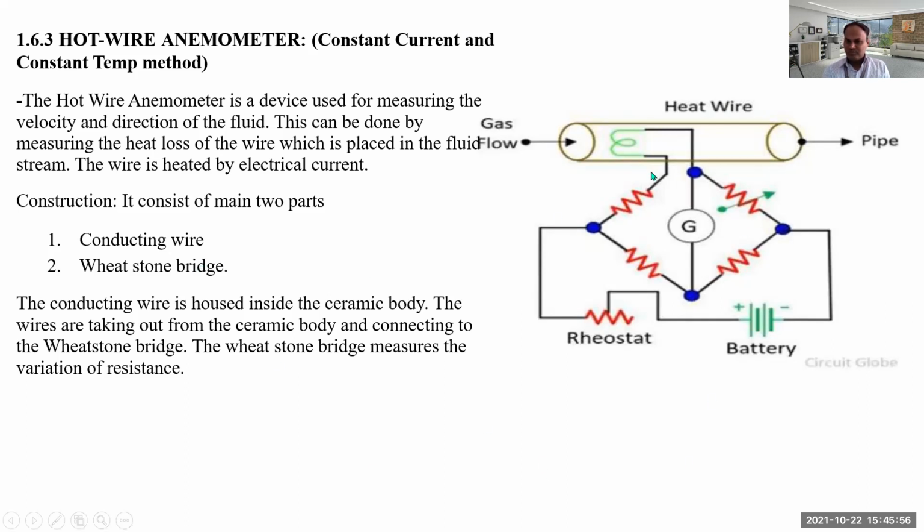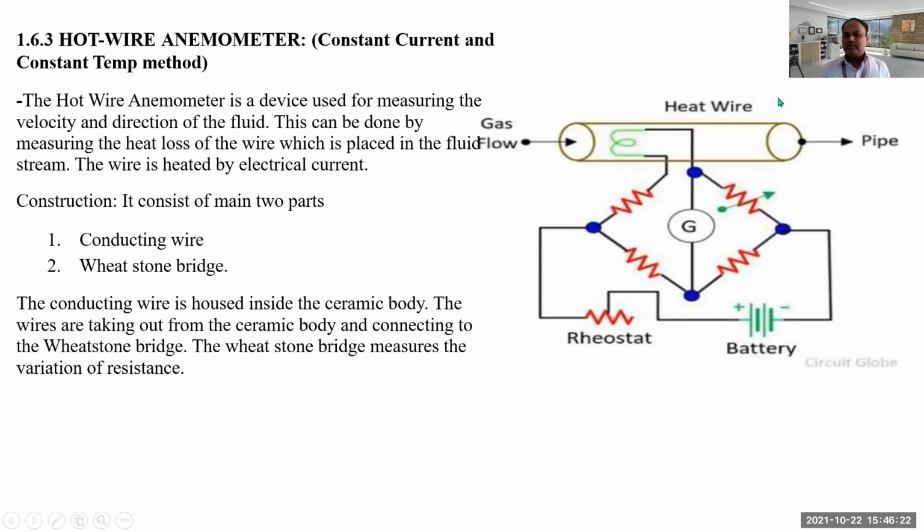A Wheatstone bridge is created, in which a small wire is introduced in one of the resistance arms of the bridge, and the conducting wire is housed inside the ceramic body. The wires are taken out from the ceramic body and connected to the Wheatstone bridge. The Wheatstone bridge measures the variation of resistance.